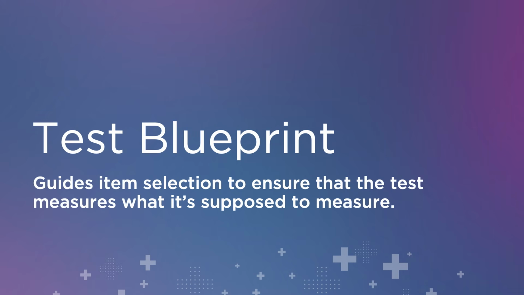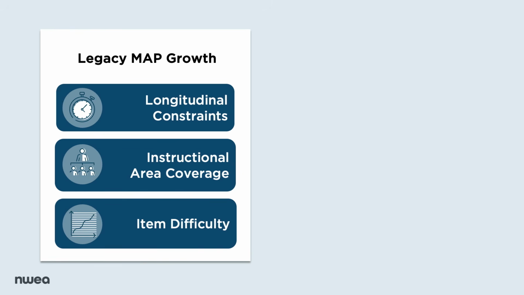The item selection process is guided by something called test blueprints. Essentially, the blueprint sets the rules for how the item selection algorithm picks the right items for each student. Over the past several years, we've been updating the blueprints behind the testing algorithm that guides item selection for students. To understand what's changing, let's first look back at how item selection worked in legacy MapGrowth.